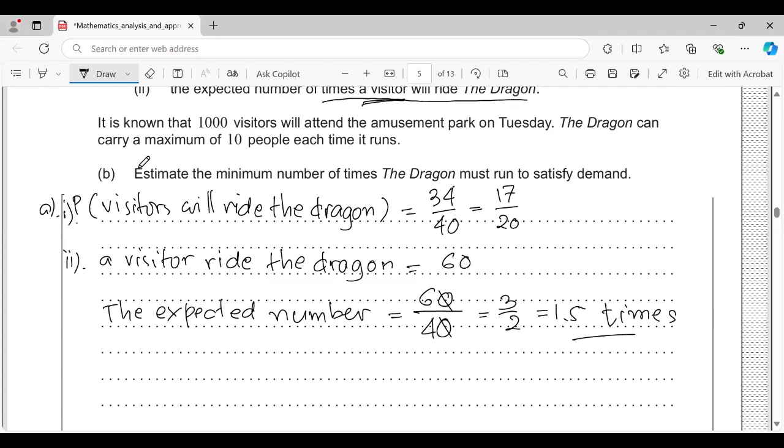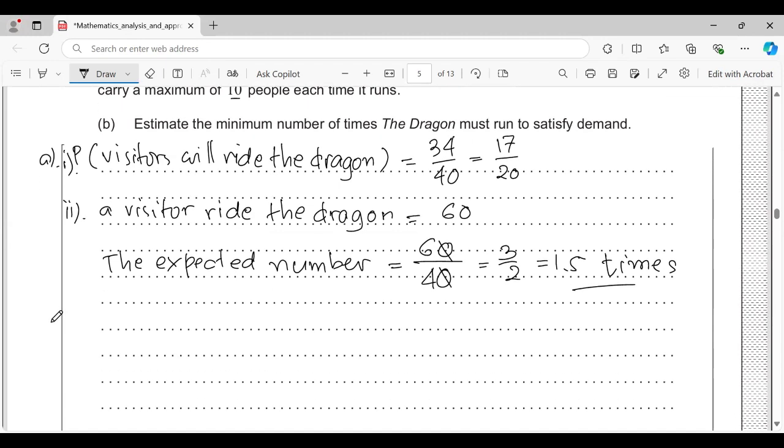Right. Next, it is known that 1,000 visitors will attend the amusement park on Tuesday. The Dragon can carry a maximum of 10 people each time it runs. Question B: estimate the minimum number of times the Dragon must run to satisfy demand. Right, so we are going to solve B.